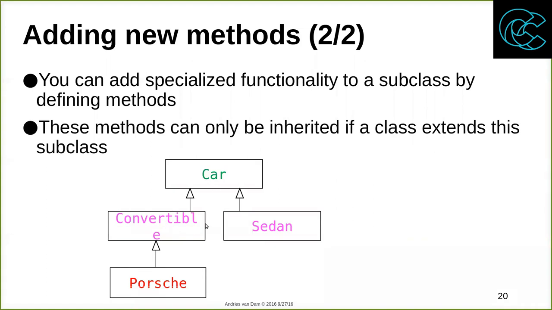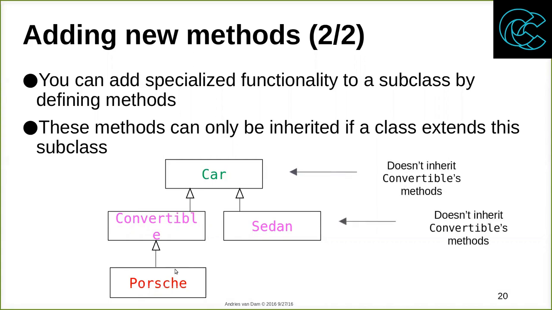Let's say convertible adds a new method. It has inherited a few methods from car, and convertible adds a few more. Now you have one more car, Porsche, that inherits from convertible. In this case, all the new methods defined in convertible as well as the methods from car are now inherited in Porsche. So this class has both the methods of car as well as convertible. Sedan also doesn't inherit convertible's methods because they are not related to each other directly. They are related through the car relationship, so car is the parent for both of them.